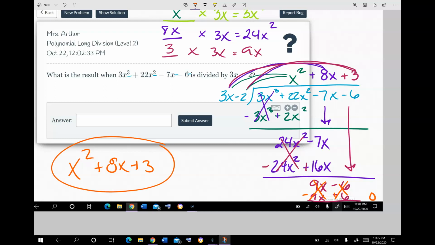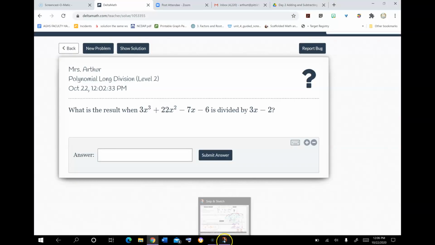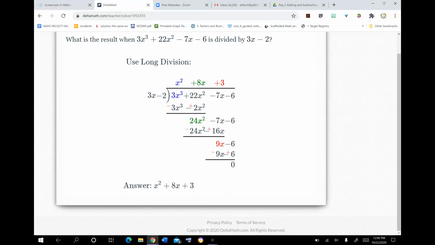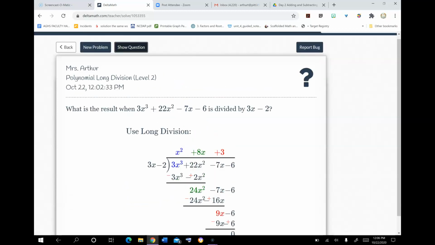All right. Let's go to the next level. And guys, you can always put show solution or show example, and it'll show you exactly what I just did.